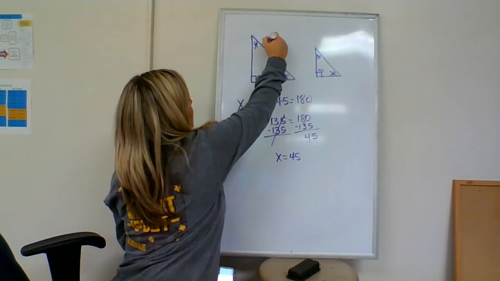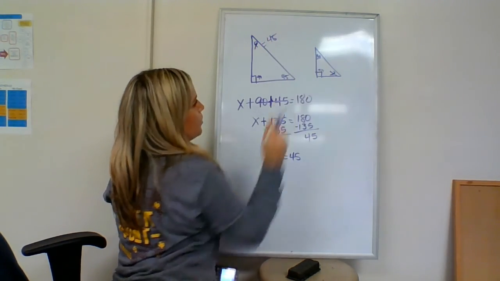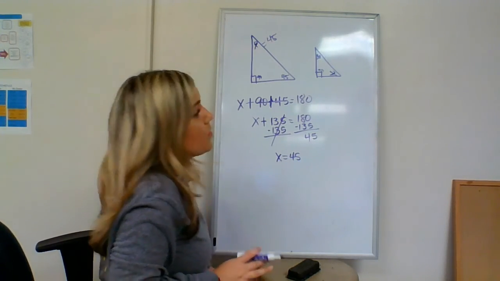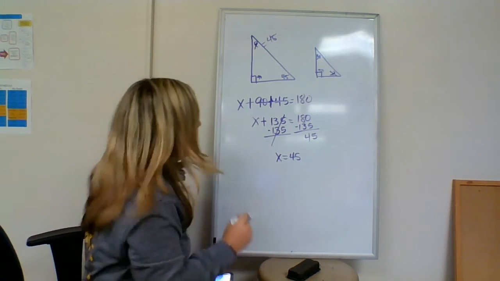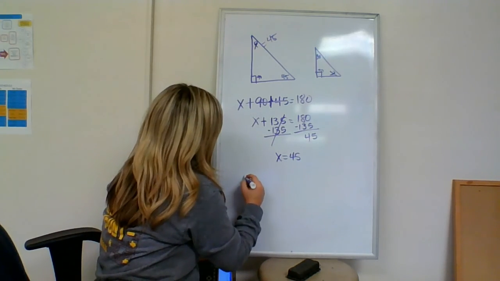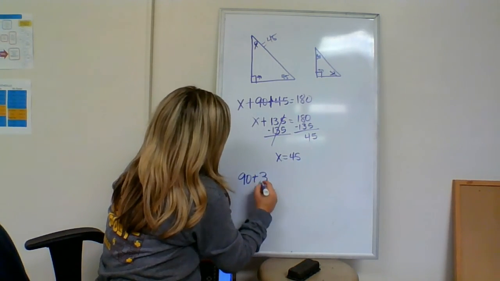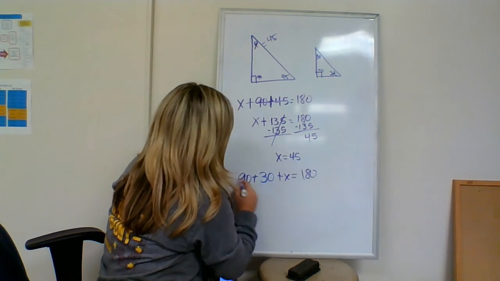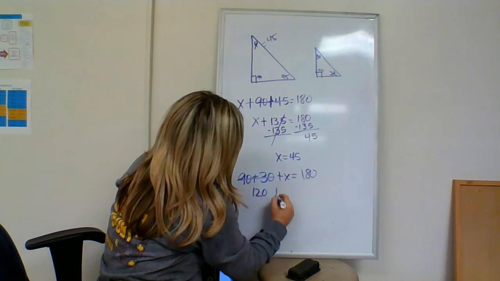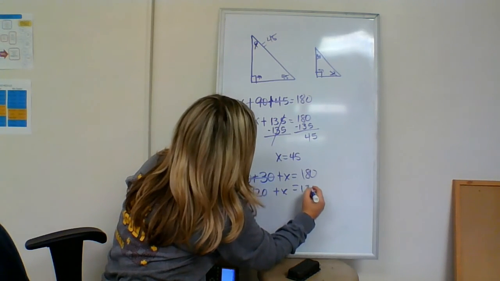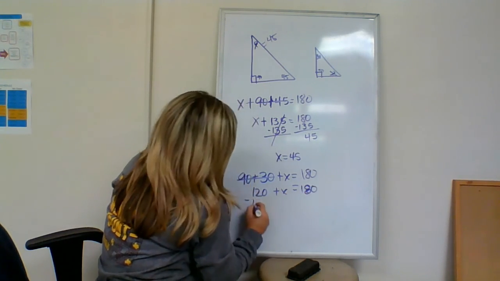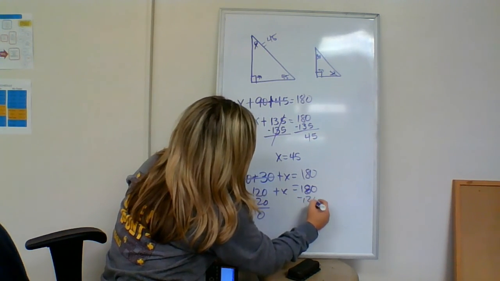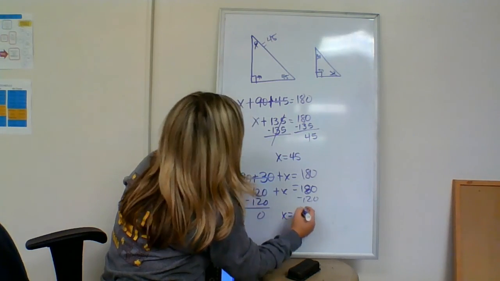So right here, that angle is 45. Is that angle 45? No, it's 30. But let's just go ahead and solve just to double check. So our next one is 90 plus 30 plus, we don't know, equals 180. 90 and 30 is 120 plus x equals 180. 180 minus 120, minus 120, and x is equal to 60, right?